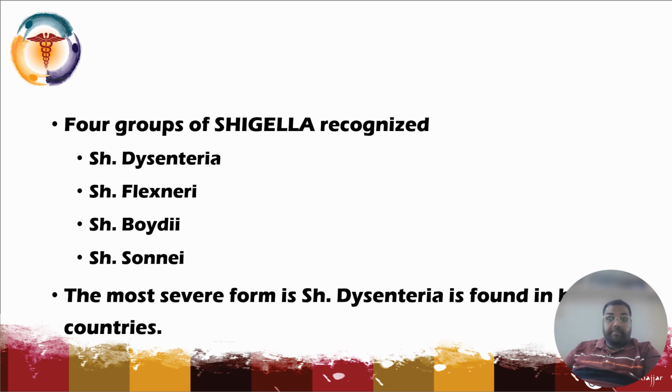There are four groups of Shigella recognized. First, Shigella dysenteriae. Second, Shigella flexneri. Third, Shigella boydii. Fourth, Shigella sonei. And the most severe form is Shigella dysenteriae. It is found in backward countries, right? Backward country में बहुत दिखता है और वो बहुत common है, just like in Africa. So let's see the different symptoms and signs which may be seen in bacillary dysentery.